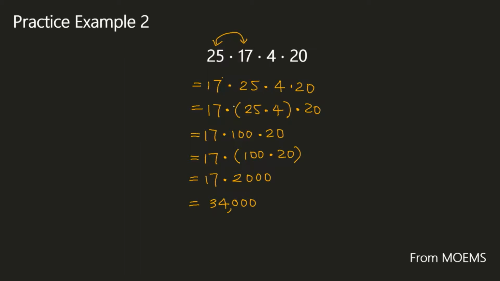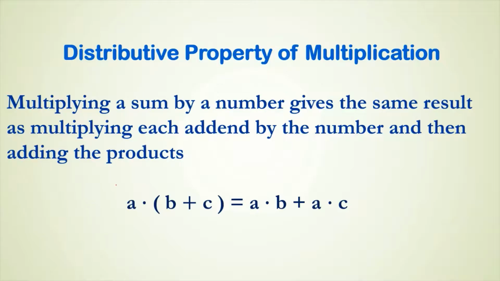So let's do a quick recap. So in this step here, we used commutative property. And in this step here, we used associative properties. And in this step here, we used associative properties again. So far we've talked about commutative and associative property of multiplication.